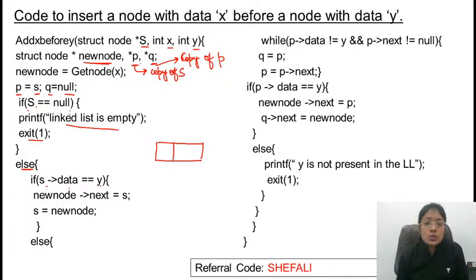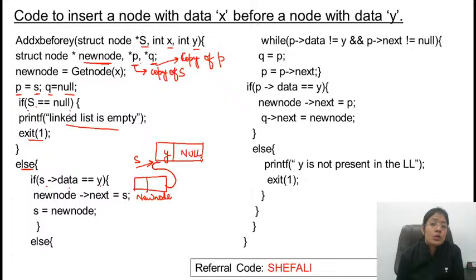if the first node itself contains the data Y, some address is available here. Let us take this as null. So we need to insert a new node here. So what will happen? The new node will be pointing to the node to which S was pointing.